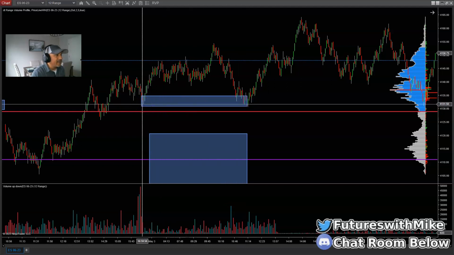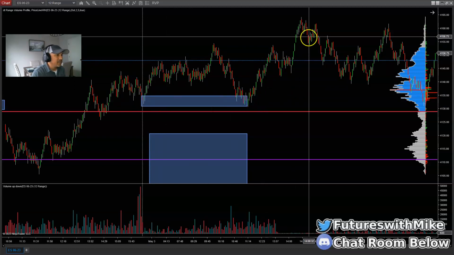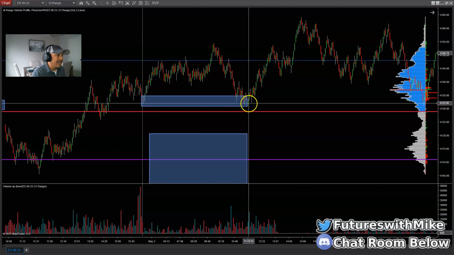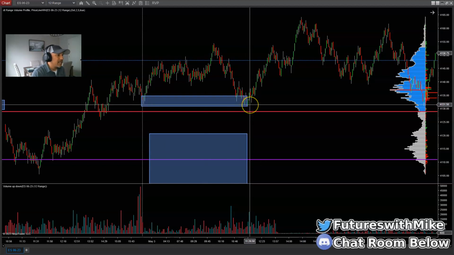This is kind of scary here, because what they're trying to do here is stop traders out. Their goal is to collect liquidity and then turn the market back around. And they did that. They did run the stops, maybe by a few ticks here, to scare some people out.